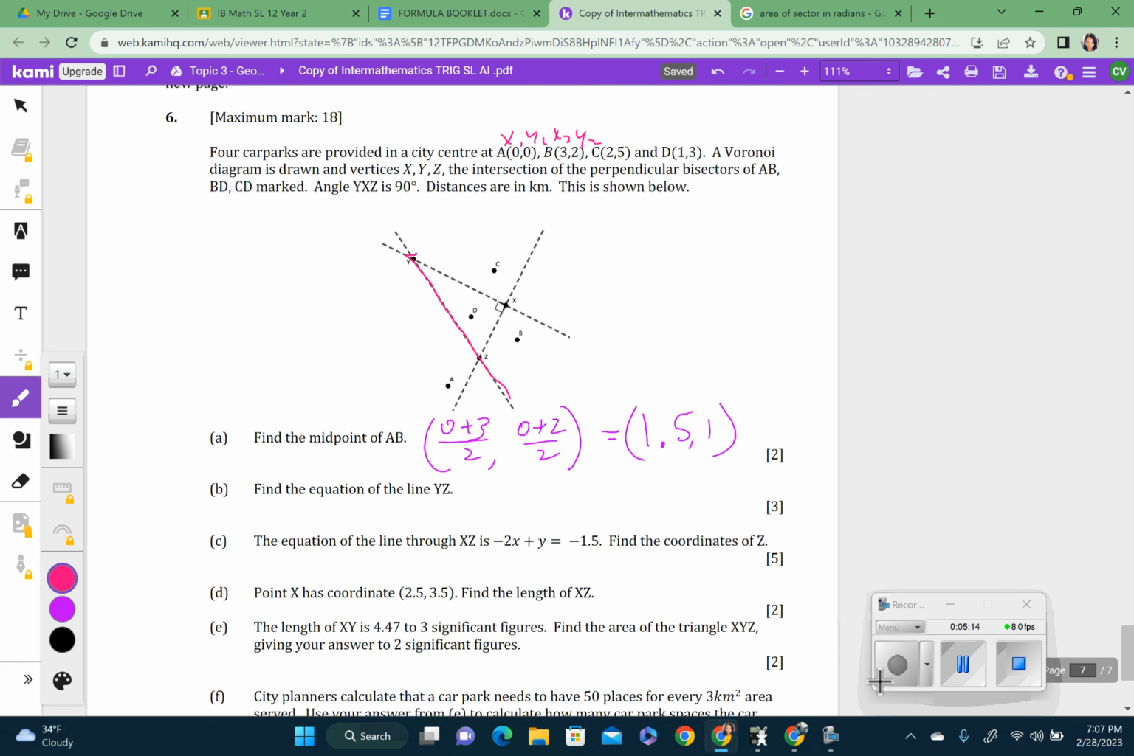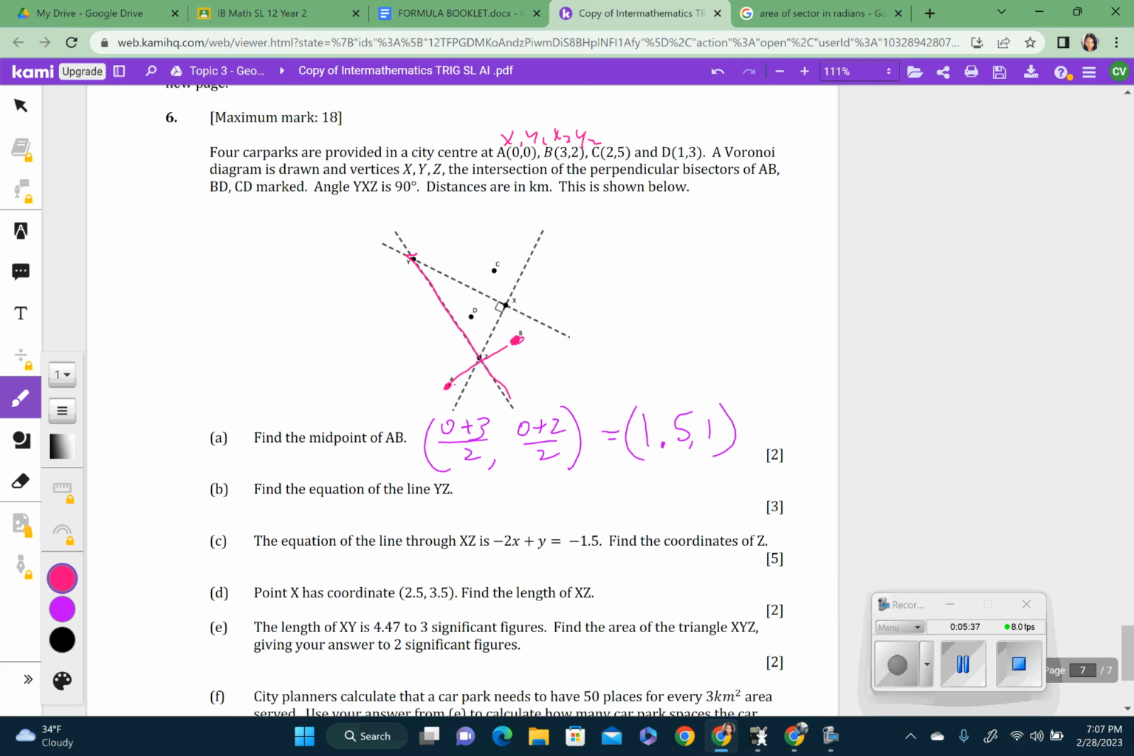That line is the perpendicular bisector between points A and B. Do you see that? So if I take these 2 points right here and I find the perpendicular bisector between them, that's going to be line YZ. So the first thing I want to do is take these same points, the A and B, and find the slope between them.